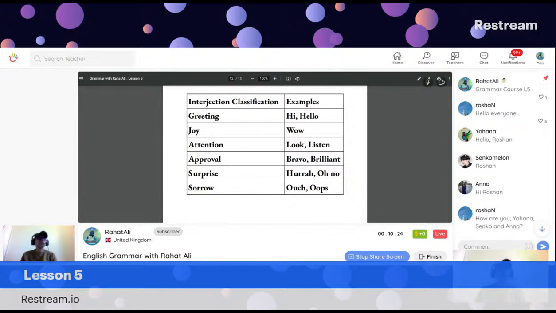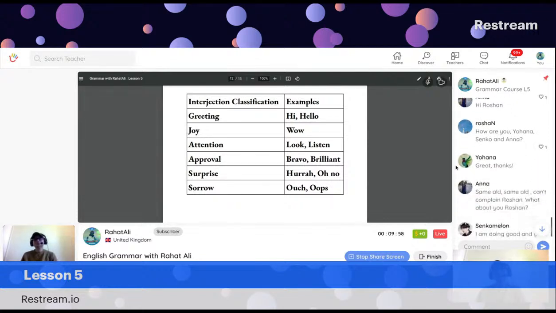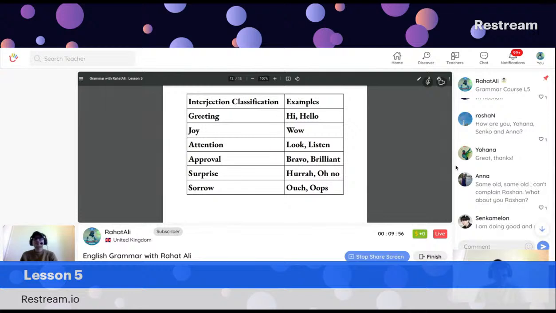Then attention: look, it's an amazing scenery. Listen to the music. Approval: bravo, you have won today's competition. That means you're approving the winning. Or brilliant, you have done an amazing job. Surprise, hurrah in happiness. Oh no, in sadness. Then sorrow: ouch, oops. Ouch is in pain. Oops, I did it again. This is a very famous song of Britney Spears, you know that.